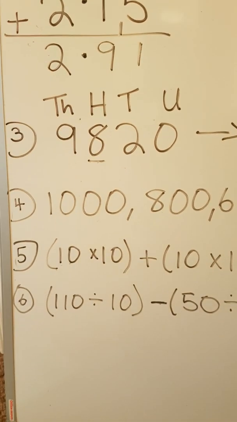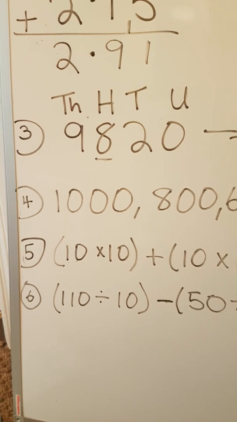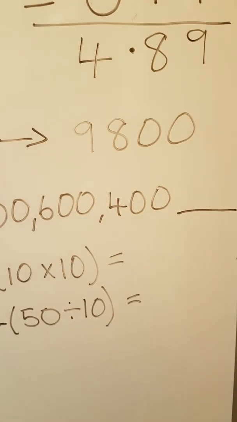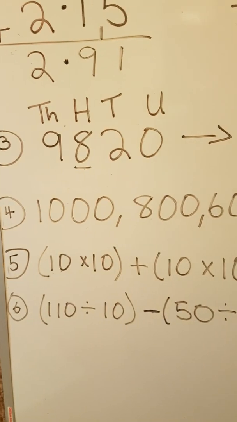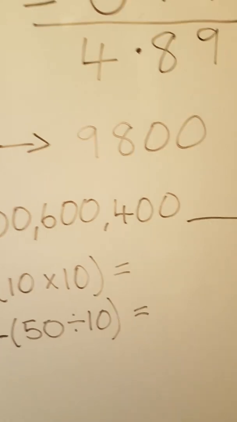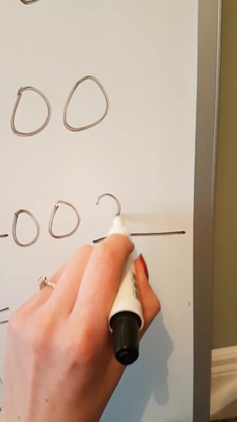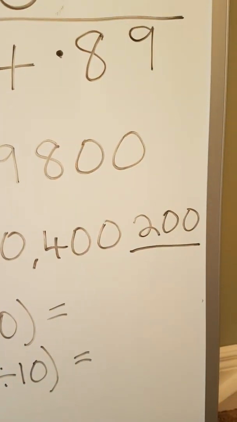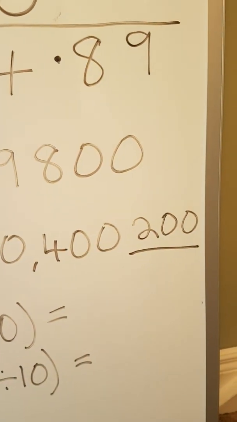Number 4 then was kind of finding the pattern. So it started at 1,000, it goes down to 800, then 600, then 400. So I can see the numbers are going down, and they are going down by 200 every time. So the next one there would be 200, because 400 minus 200 would be 200 there for that one.